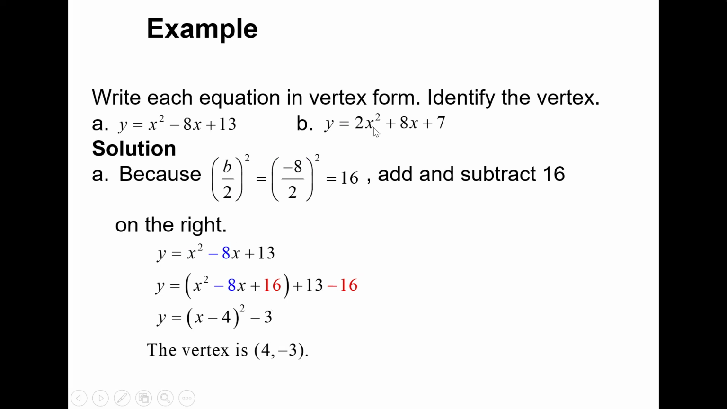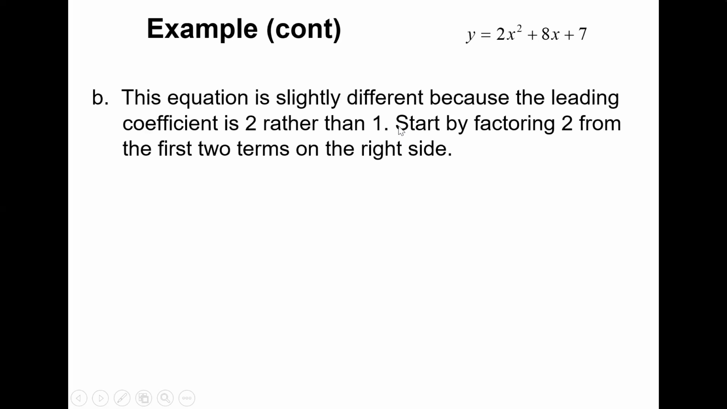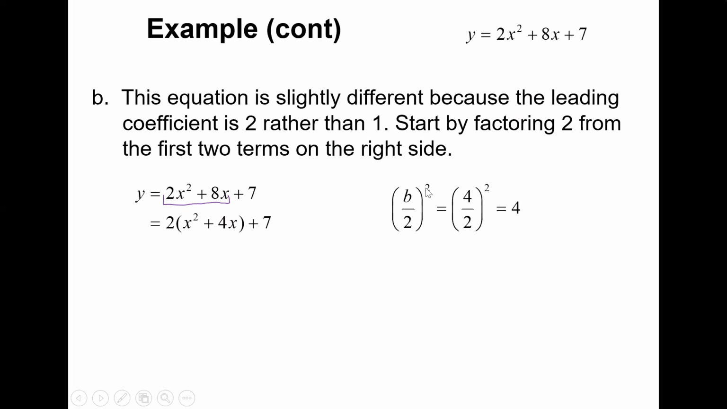Now for B, it's going to be a little bit different, because we have that coefficient 2 here. So what we have to do is factor out that 2 from the first two terms on the right side. So we're going to take the 2 out of here. So we have 2 times x squared plus 4x. Now we're going to have b over 2 in quantity squared. So that's going to be 4. So we're going to add 4 and subtract it here.